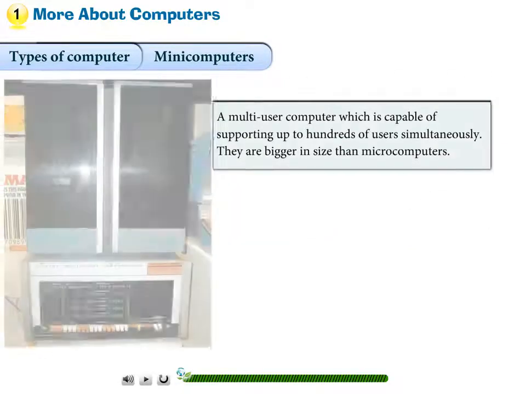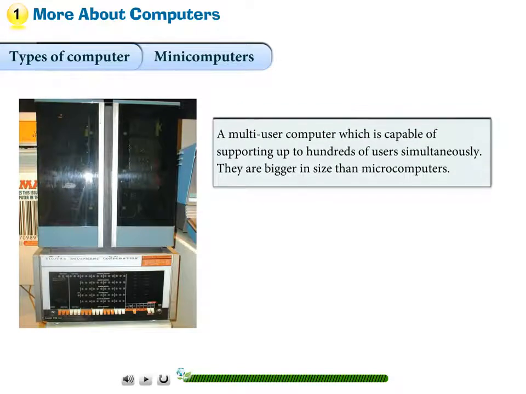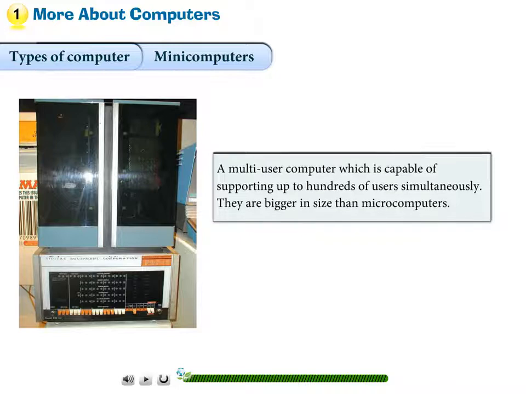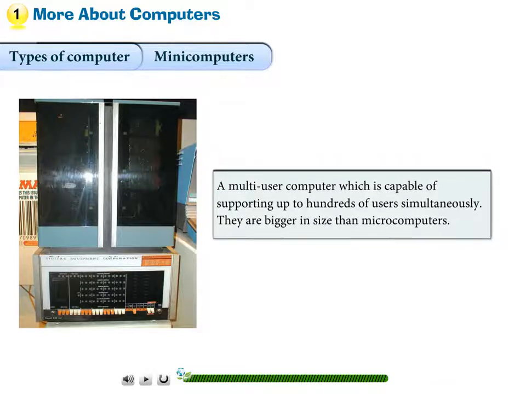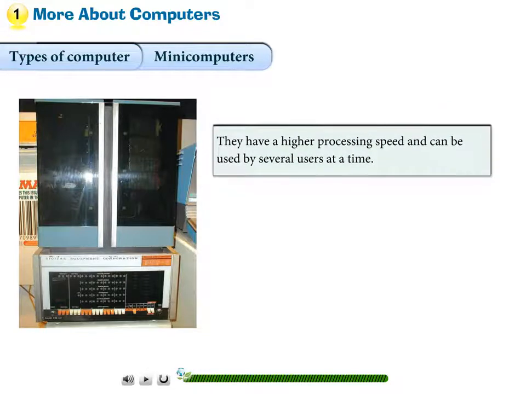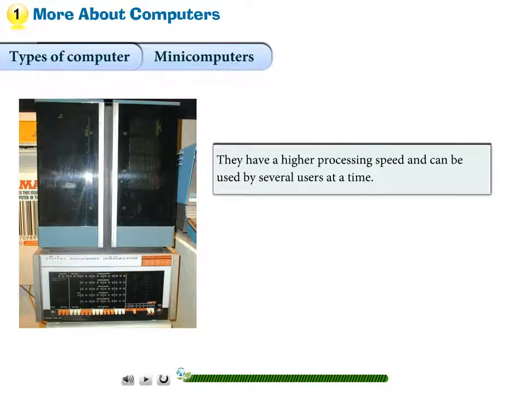Minicomputers. A multi-user computer which is capable of supporting up to hundreds of users simultaneously. They are bigger in size than microcomputers. They have a higher processing speed and can be used by several users at a time.